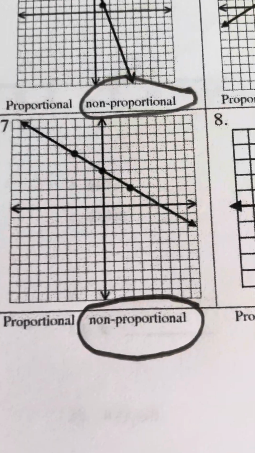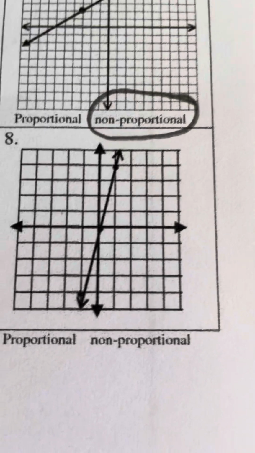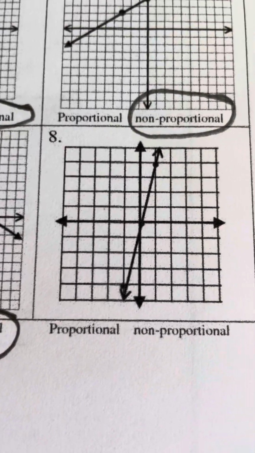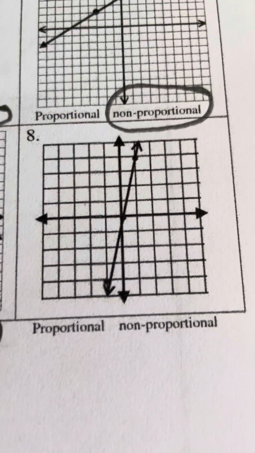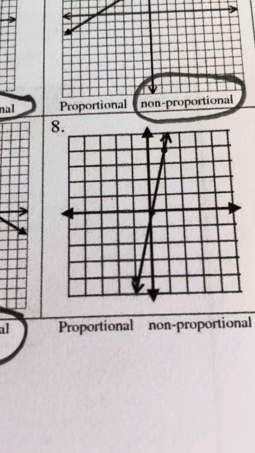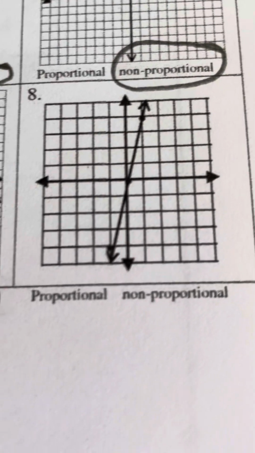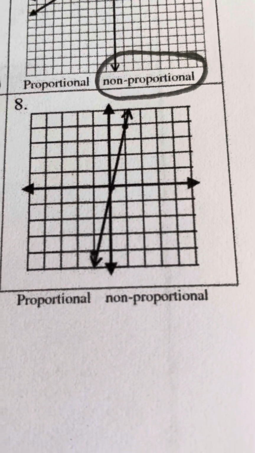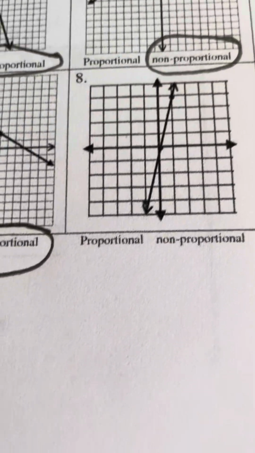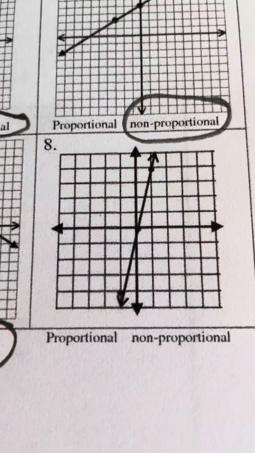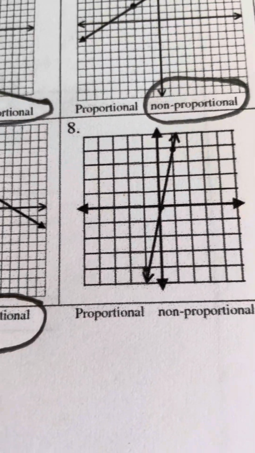Okay. Moving on to the last one. Here's the last one for the proportional relationships with graphs. We need to know whether this graph is proportional or non-proportional. So let's take a look at the arrow.